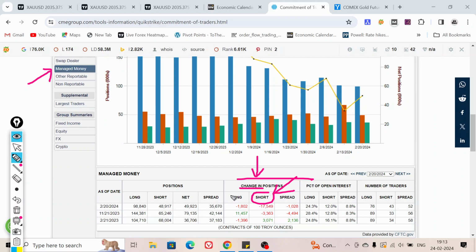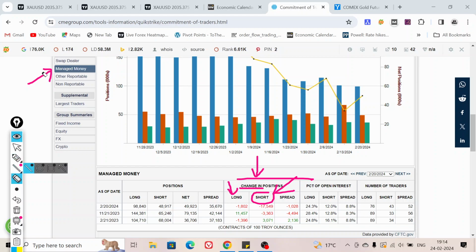But as you can see, while the managed money is covering their shorts, they are also decreasing their long positions. In the previous COT report also we saw that they decreased their long positions. So overall sentiment from the COT is still not favorable for either direction; it is not completely bullish or completely bearish.